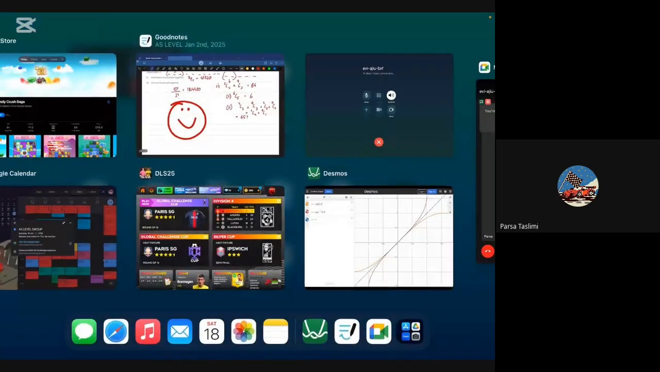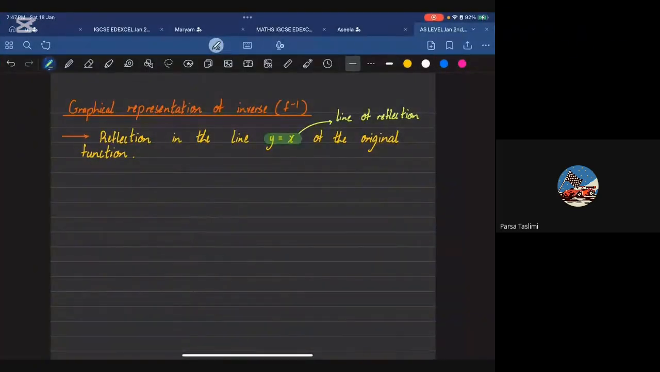Yes. So, any issues with this, Parsa? No, mister. No issues. That wraps up functions for you. Clear? Yes. But there is one slight topic left that you need to do, just one topic more, and after that we can do questions. It is composite functions.